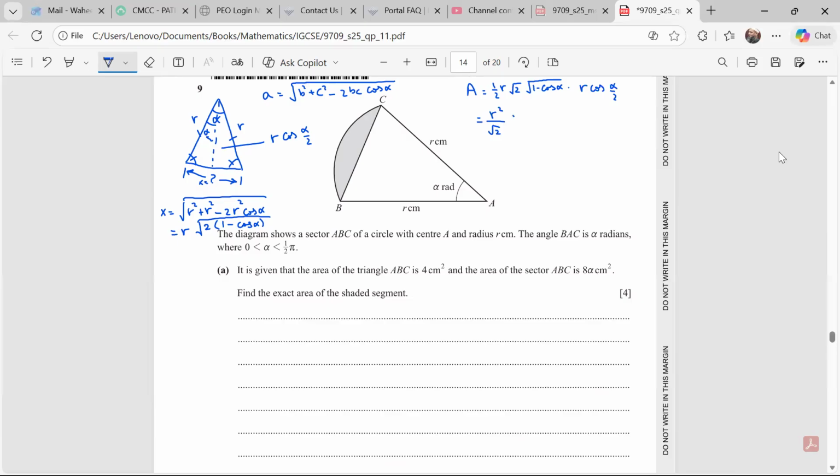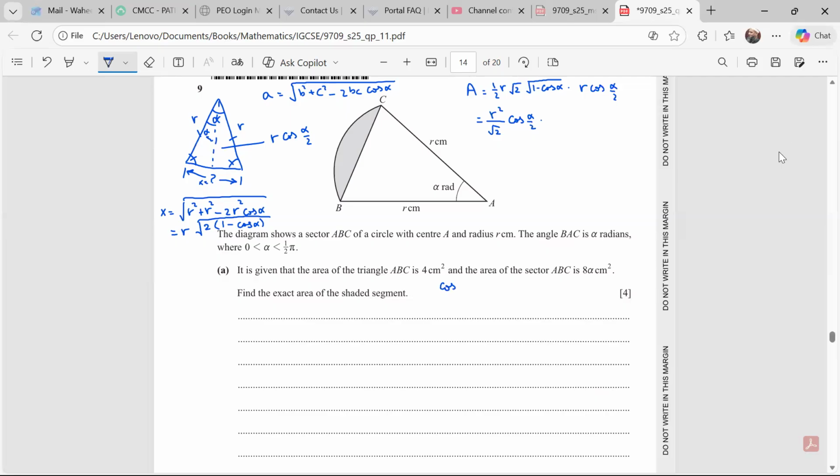Now, cos alpha by 2 into 1 minus cos alpha under the root. Okay, so I'm going to spend some time on this one. Remember, let me do this here.